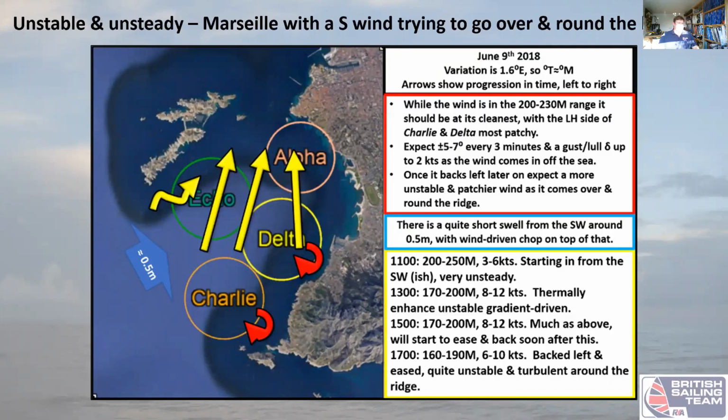Another good example of unstable and very unsteady wind in this case. This is Marseille, which is the sailing venue for the Paris 24 Olympics. Now the forecast wind here was for the wind to come over and around this rocky peninsula, which has lots of quite steep peaks and deep valleys in it. So lots of opportunities for the wind to go around one way or around another.